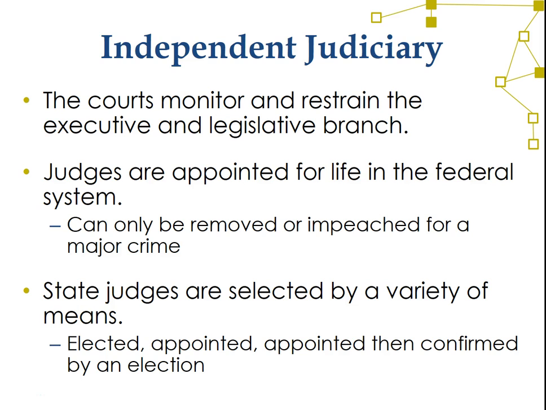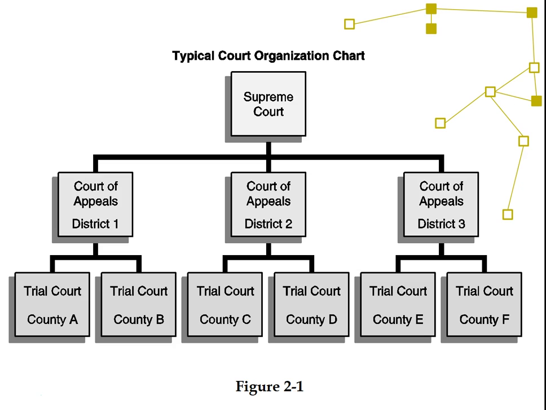Now, you're not going to have to know all of this information, and I know it's tough to follow. But if you're following along in your textbook, you can make some highlights as we go along that will help you keep track. So those federal judges, again, are appointed for life in the federal system. And the state judges are selected by a variety of means, depending upon what state you're from. They're elected. They're appointed, then confirmed by an election. So a couple of different ways.